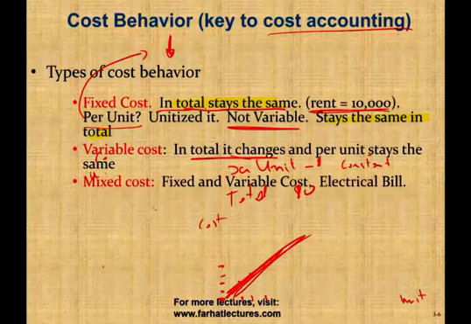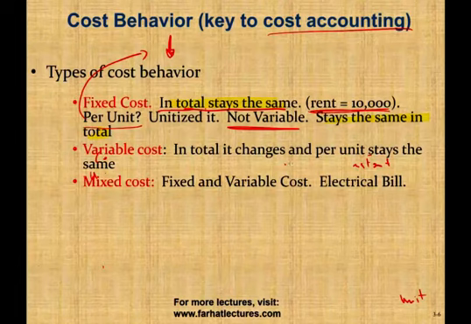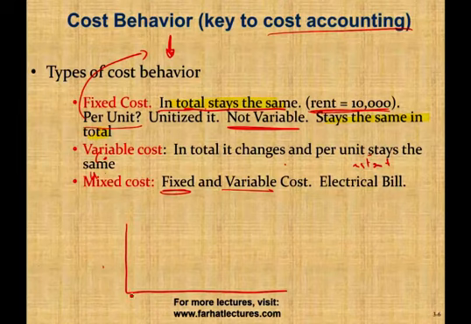We have another cost called mixed cost, and most costs are mixed because they are not 100% variable and not 100% fixed. Mixed means part of the cost is fixed, part of the cost is variable. For example, your electric bill. You might have to pay maybe $8 per month.